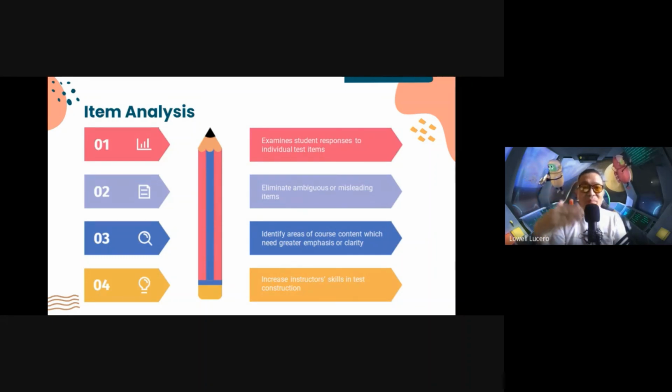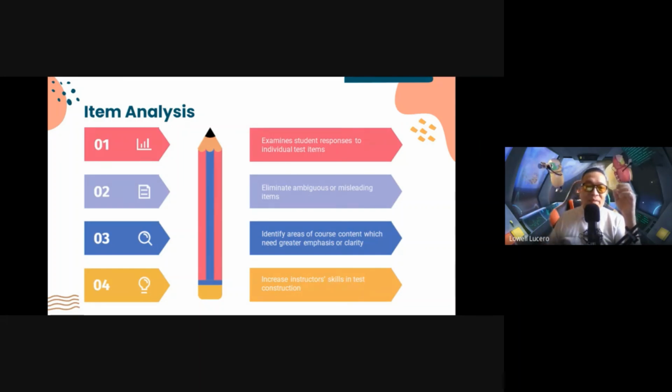Along the way, it will help you also improve your skills in test construction because you're able to identify specific areas of the course content which need greater emphasis and clarity. The item analysis will also help identify better students from poorer students.